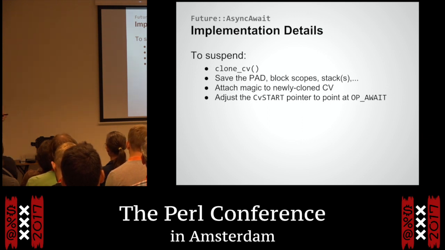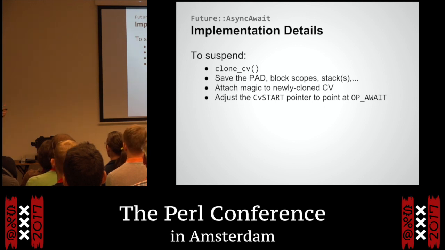Because then I store that CV somewhere, and I just directly push that CV as an onReady callback on the future that I'm waiting on. And future has no idea I'm doing this. It doesn't care. So when future comes along and it says, oh yeah, this future that you were waiting on is now ready, I'll just call your function. It just calls this function, enters the Perl interpreter again. The Perl interpreter says, okay, I'm starting a new CV. Where do I go? Well, I just go to CV start. And CV start suddenly jumps into the middle of the op tree at my op await.